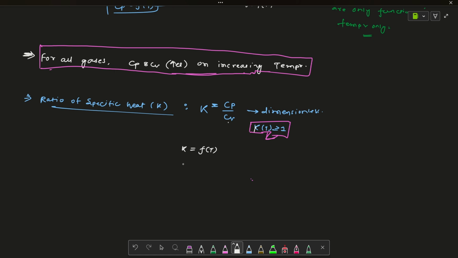Again the question comes to mind: how does K vary with temperature? Unlike Cp and Cv, whenever you increase the temperature, the K value of a gas gets decreased, whereas Cp and Cv will increase on increasing temperature. I hope this is clear to you.